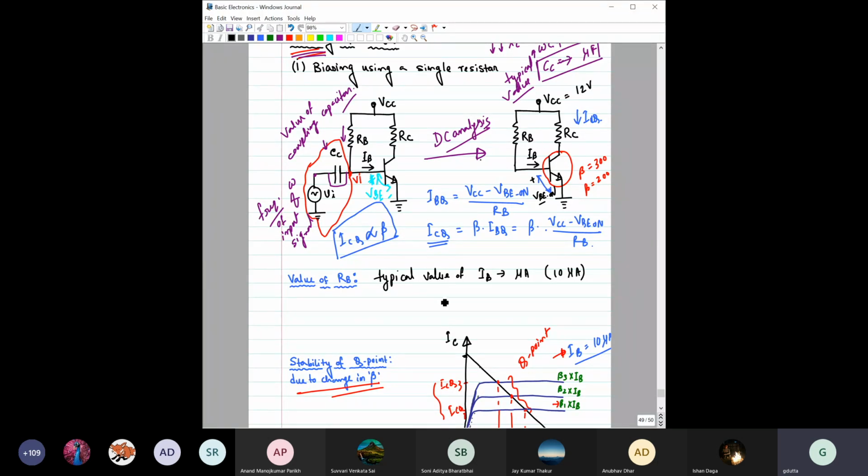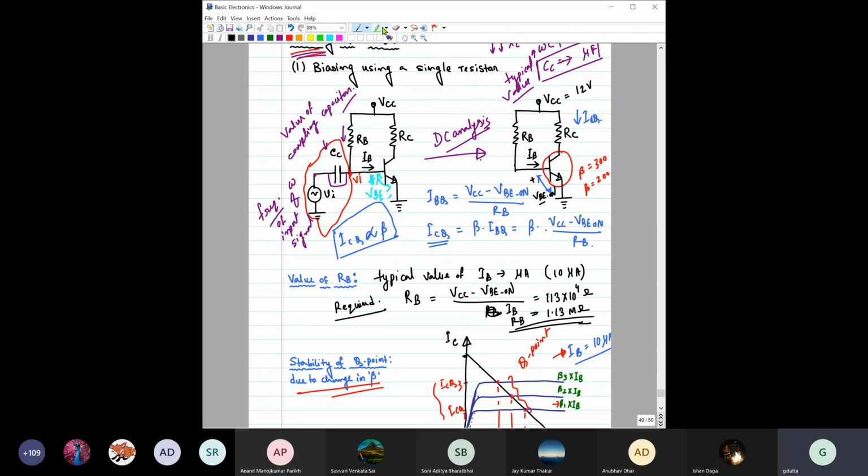Then can you find the value of RB? What will be the value of the required RB? It is VCC minus VBE on, KVL, divided by IB. Can you please give me the value? 1.13 into 10 to the power 4, ohms. Are you sure? We can also write it as 1.13 into 10 to the power 6, which will make it mega ohm, right? Yes, sir.